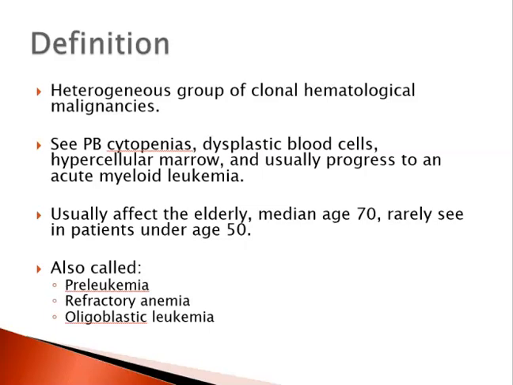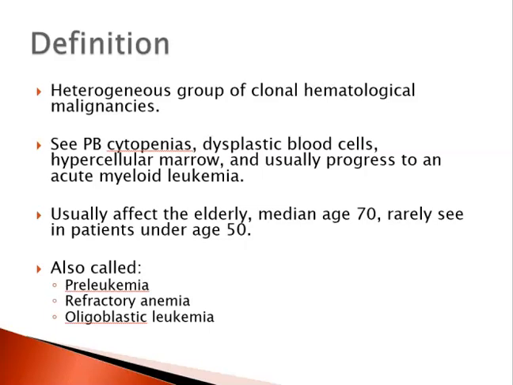So what is the definition for MDS, or myelodysplastic syndromes? It's a heterogeneous group of clonal hematological malignancies. So what does that mean? It's a group of disorders caused by blood cells that are poorly formed and don't work properly. Sometimes something is wrong with the bone marrow, is basically what is going on. You see peripheral blood cytopenias, cytopenias meaning there's lower than normal blood cells. You have dysplastic blood cells, meaning there's abnormal cells in the tissue, usually meaning cancerous.